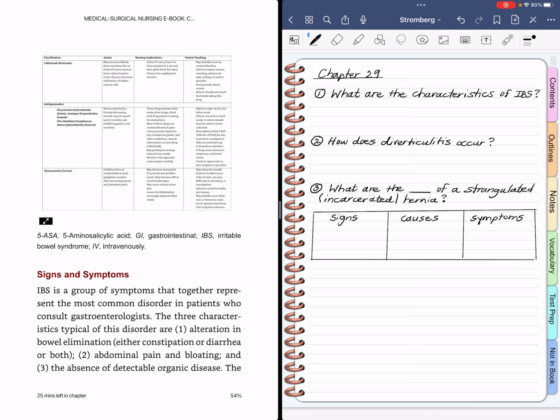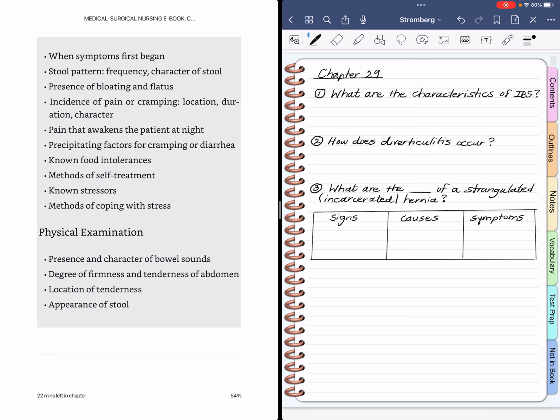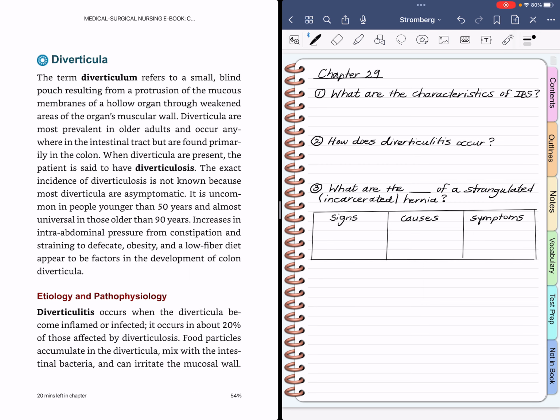So let me come over here and see if I can find the word. I remember seeing it. Here we go. This is getting around this question, but look down here in this bottom section. Diverticulitis occurs. Look at that. It's going to answer it for you. How does diverticulitis occur? Diverticulitis occurs when the diverticula become inflamed or infected. So there's the answer to that question.